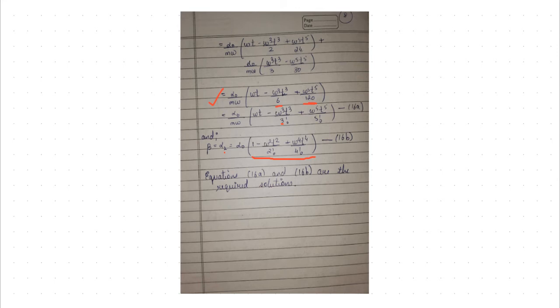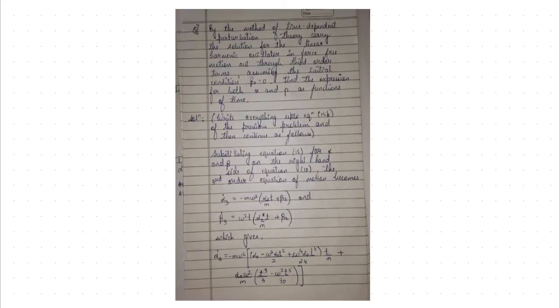Okay, see what does the next question say. By the method of time dependent perturbation theory, carry the solution for linear harmonic oscillator in force free motion out through third order terms. Now we have to solve entirely just as the previous question, just that in case of alpha 2 and beta 2, I want the values of alpha 3 and beta 3.